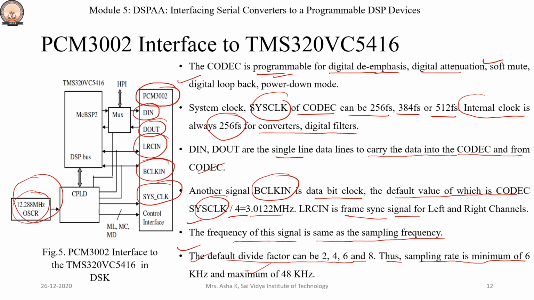In this diagram, we are observing the TMS320C5416 processor interfacing with the PCM3002 codec with the help of host port interface, multi-channel buffered serial port and complex programmable logic device.